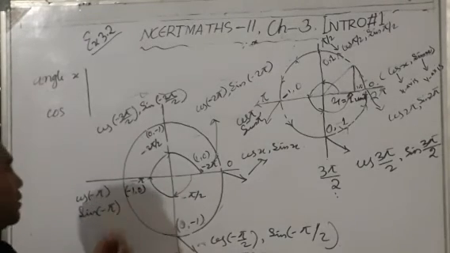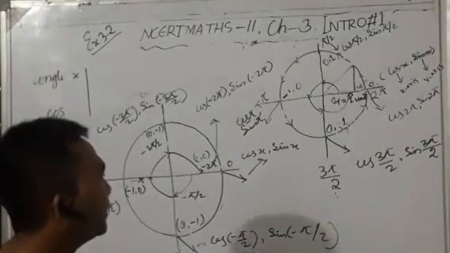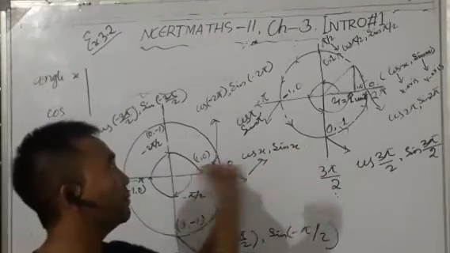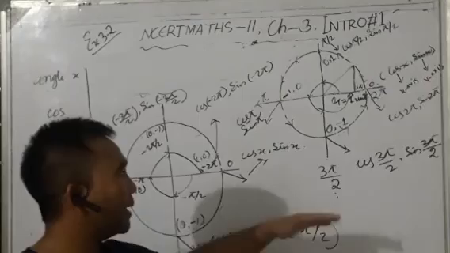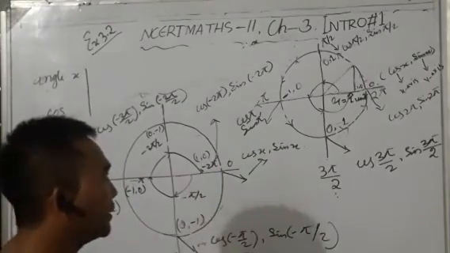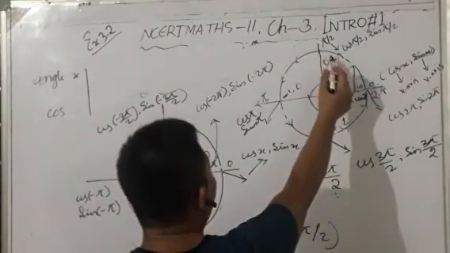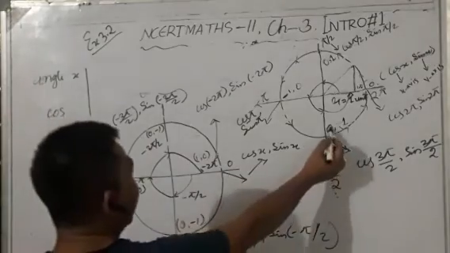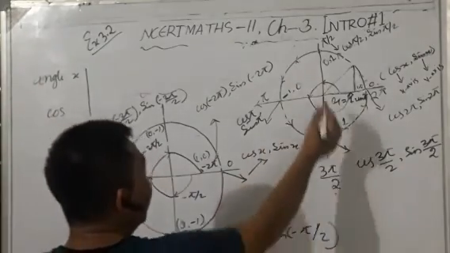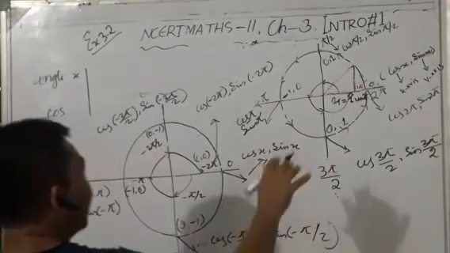And you observe one thing. At pi by 2, the point is 0 and 1. Okay, at 3 pi by 2, what is that? 0 and minus 1. Why is it minus 1? Because it is along the y-axis in the negative direction. Correct? So at pi by 2 it is 0 and 1, and here it is 0 and minus 1. Correct? Pi by 2 and 3 pi by 2.